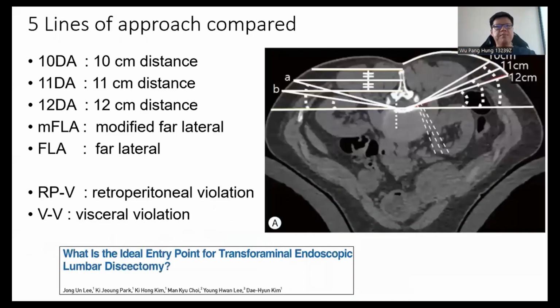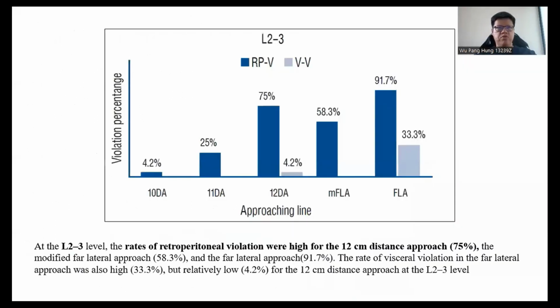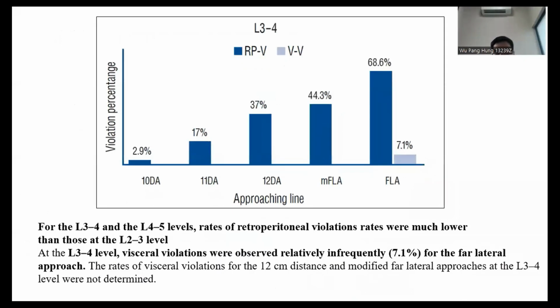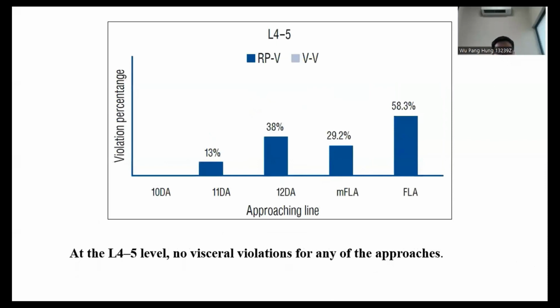You can see from this paper by Dr. Lee that he did the analysis at 12 cm and looked at how much retroperitoneal violation there was. At 12 cm, actually, L2-3 has 75% retroperitoneal violation, mainly the kidney. And L3-4 is also not too infrequent, about 7.1%, which is quite significant. And then maybe L4-5 and L5-S1. I think 12 cm is acceptable with very minimal retroperitoneal violations.